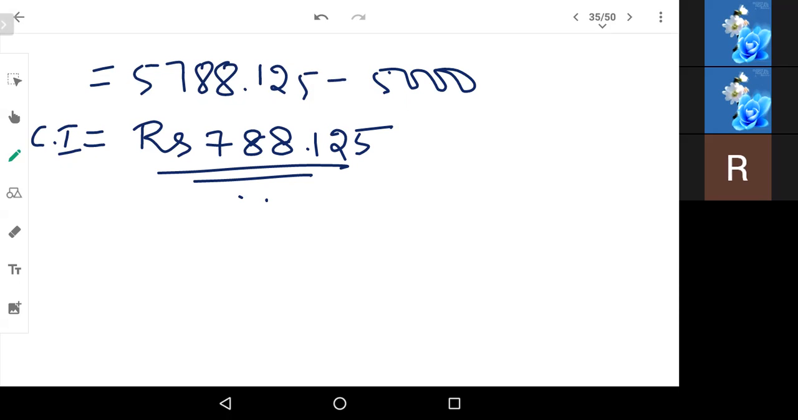Just application of formula. Is it clear? Yes, 788.125. Is it clear?